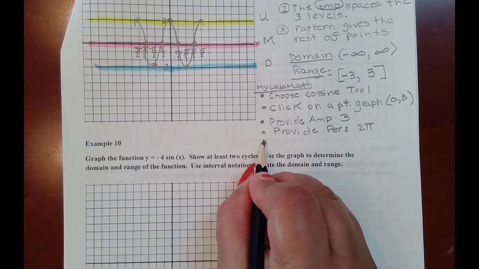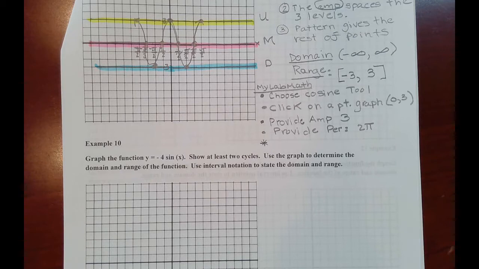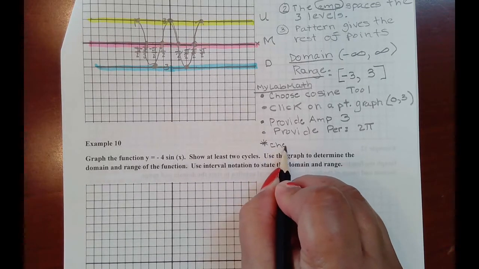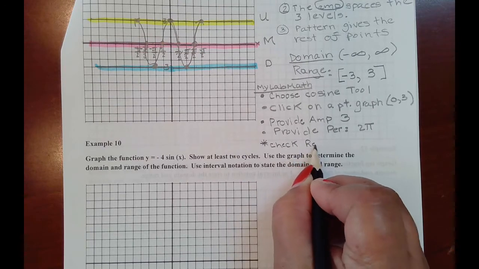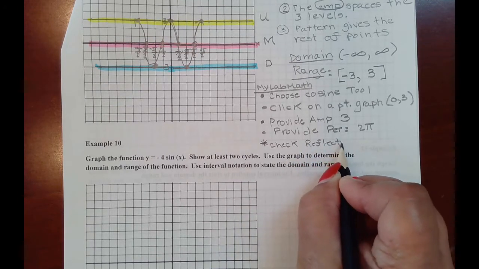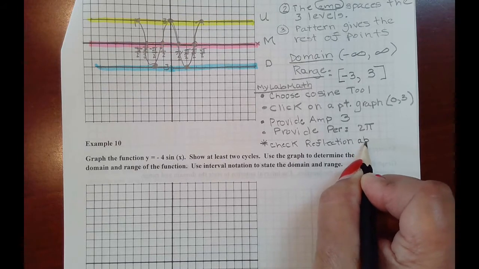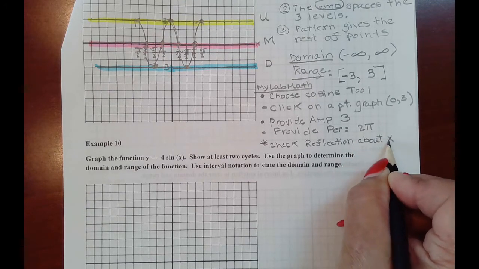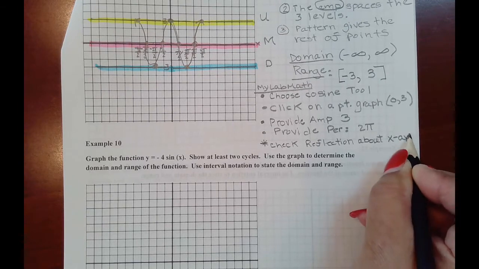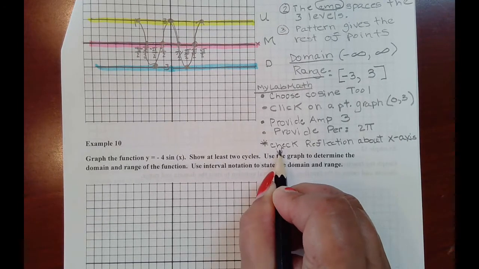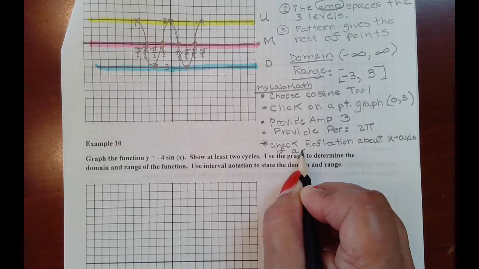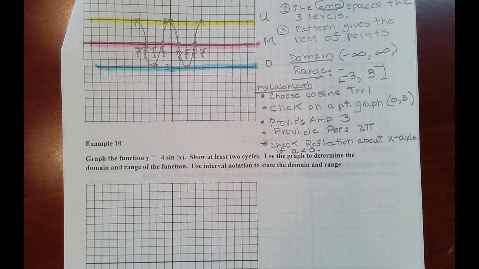So I'll make this comment right here. You're only going to check reflection about the x-axis if your A value is negative. Okay, only check that box off if your A value is negative, because that means your graph is going to be flipping over. Okay, so let's go to number 10.